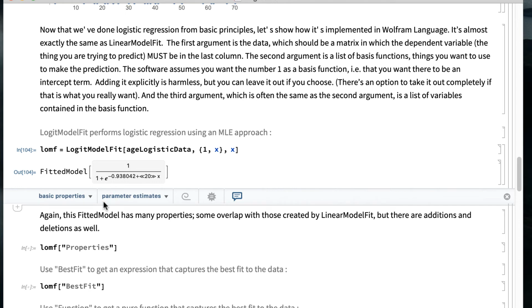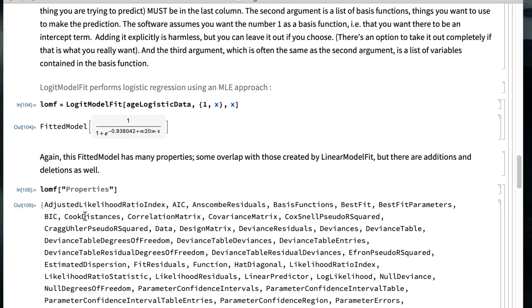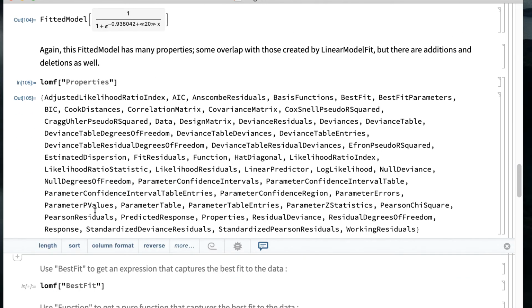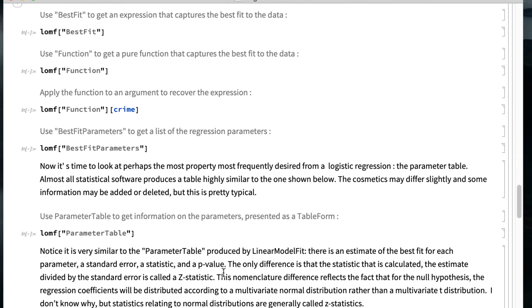Just as we did before. That fitted model object has a lot of properties. You'll notice that many of the properties are the same as they were when we did linear model fit. I see basis functions, best fit, best parameters. But if you looked at that earlier stuff carefully, you'll see things that are new. Deviance residuals, deviances, parameter z statistics. So the properties of a fitted model can depend on what process generated it. We get information out of the fitted model object the same way as we did for linear model fit.